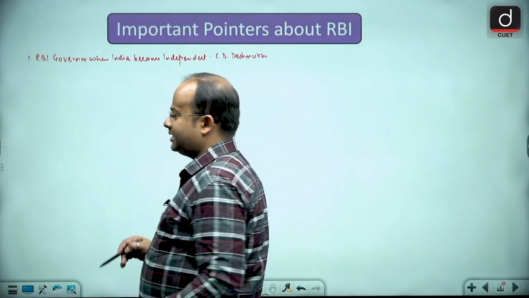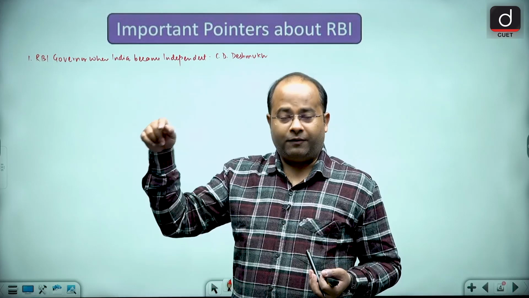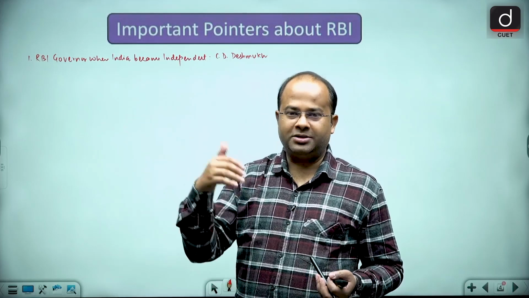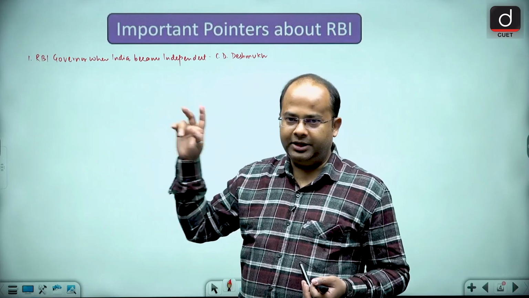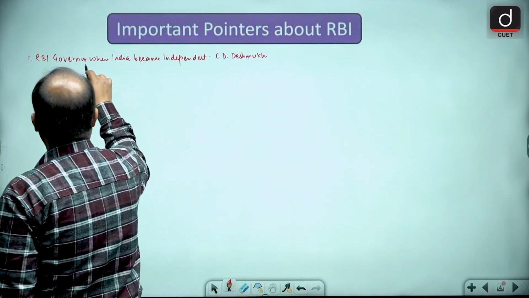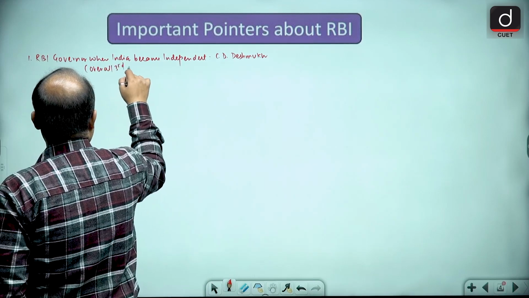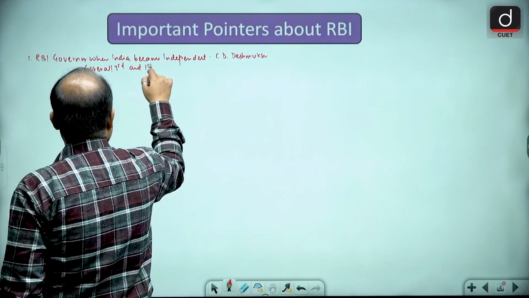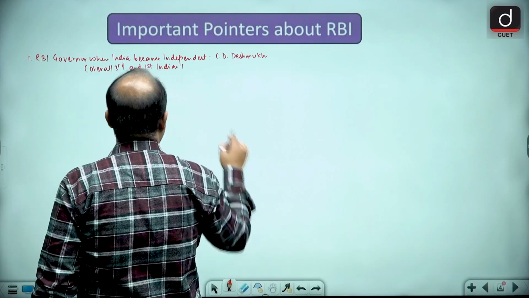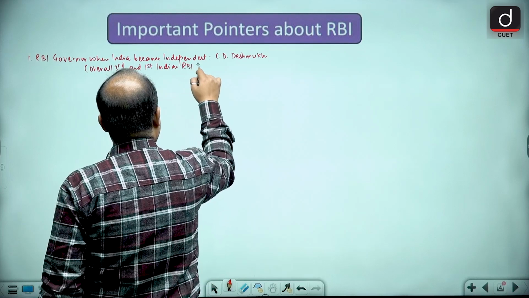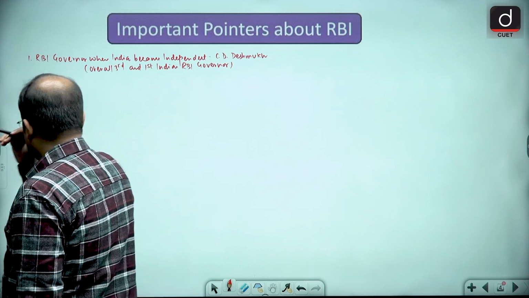And he was the first Indian RBI governor and overall the third RBI governor. First Indian, overall third, because after Sir Osborne Smith, James Taylor became the governor, then C.D. Deshmukh. So he was the person when partition happened.